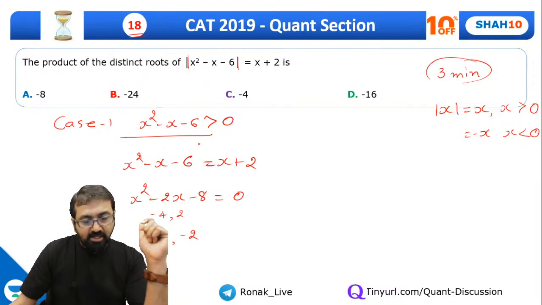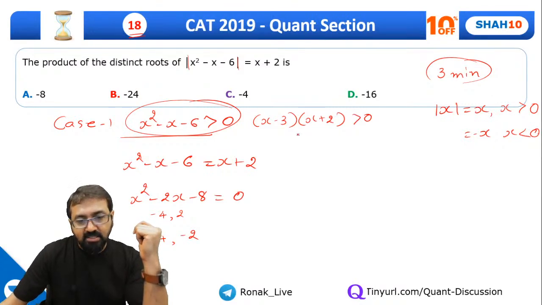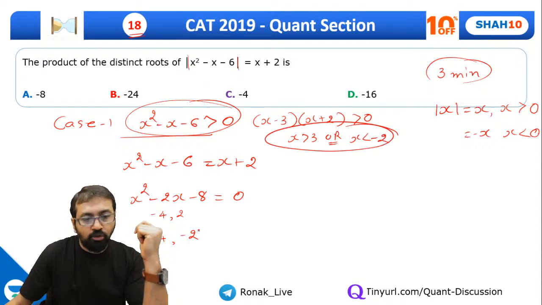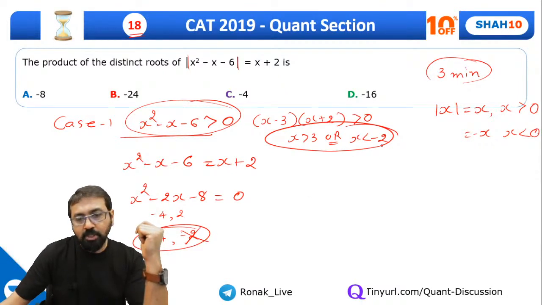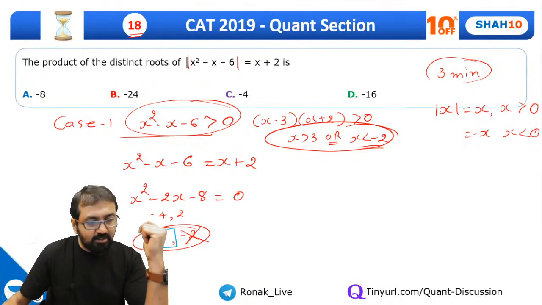These are the roots. But we have said that x square minus x minus 6 is greater than 0, right? So what does it mean? It means x minus 3 into x plus 2 is greater than 0, guys. So that means x is greater than 3 or x is less than minus 2. So we also need to follow this condition. We got values 4 and minus 2, right? But we can't take minus 2 over here because x has to be less than minus 2 according to this condition, but x greater than 3, so we can take this value. So 4 is a possible value. Same way, let's take the other possibility.